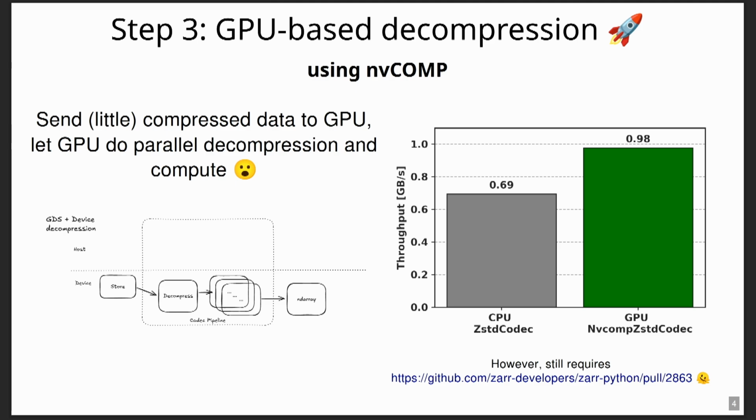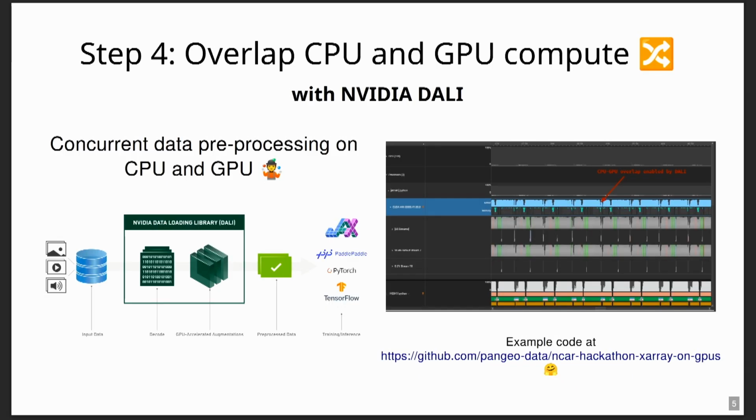With the GPU implementation using this library called nvCOMP, NVIDIA's compression library, you get a 0.2 gigabytes per second speedup in terms of throughput compared to a standard CPU Zstd codec. However, this does still require this PR from Zarr Python, which has been sitting there for a few months now. So once that is merged, you can use it. Otherwise, you want to install from that branch.